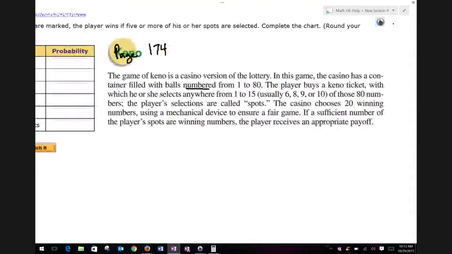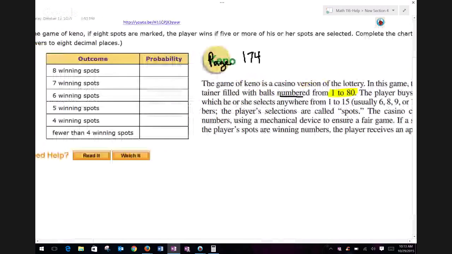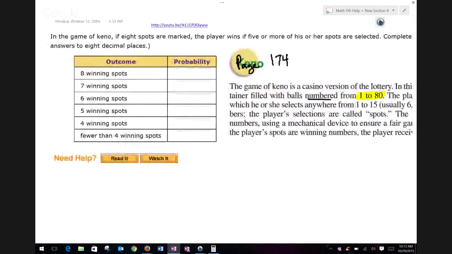Keno is a casino version of the lottery. So it has balls that are numbered 1 to 80, and the player buys a Keno ticket in which they select anywhere between 1 and 15, usually 6, 8, 9, or 10. And if they get so many of those numbers, they can win whatever the setup is.